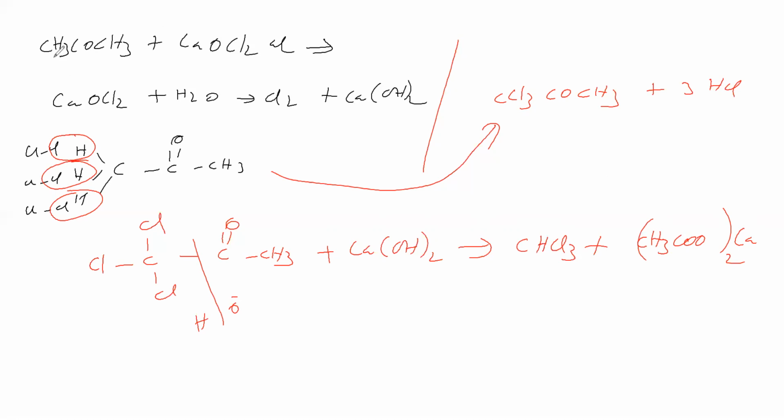So acetone with bleaching powder: bleaching powder undergoes hydrolysis to give Cl2. Cl2 reacts with acetone to give trichloroacetone. This undergoes hydrolysis in the presence of base to give chloroform. Now we will see what we have to do to get chloroform, which group we have to take.